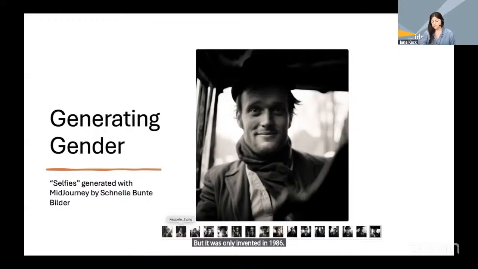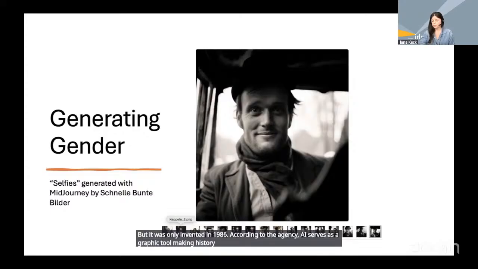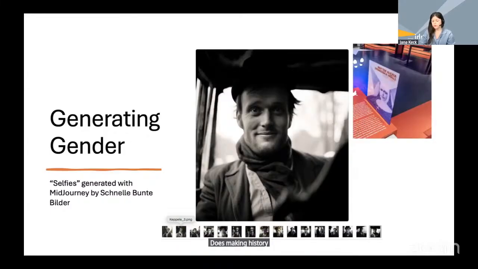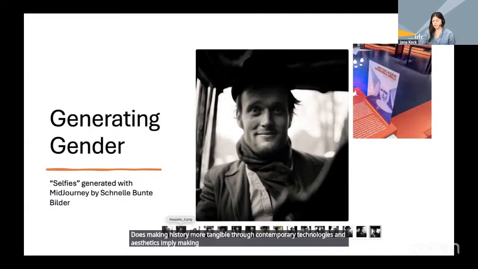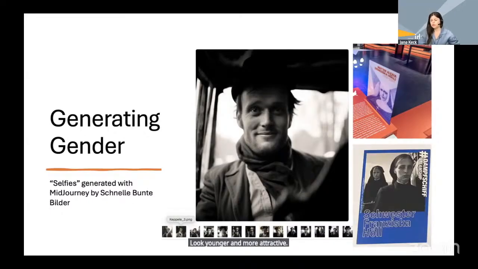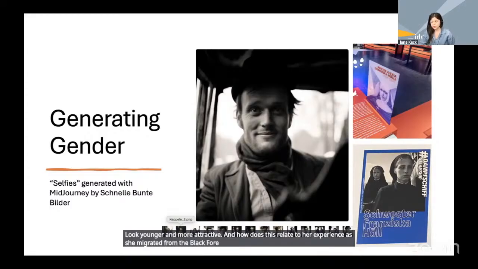According to the agency, AI serves as a graphic tool, making history more tangible through contemporary technology and aesthetics. Does making history more tangible through contemporary technologies and aesthetics imply making Catholic nuns, as in the case of Franziska Höll, look younger and more attractive? And how does this relate to her experience as she migrated from the Black Forest to the US in 1903 at the age of 66, and not at a young age as these selfies suggest?